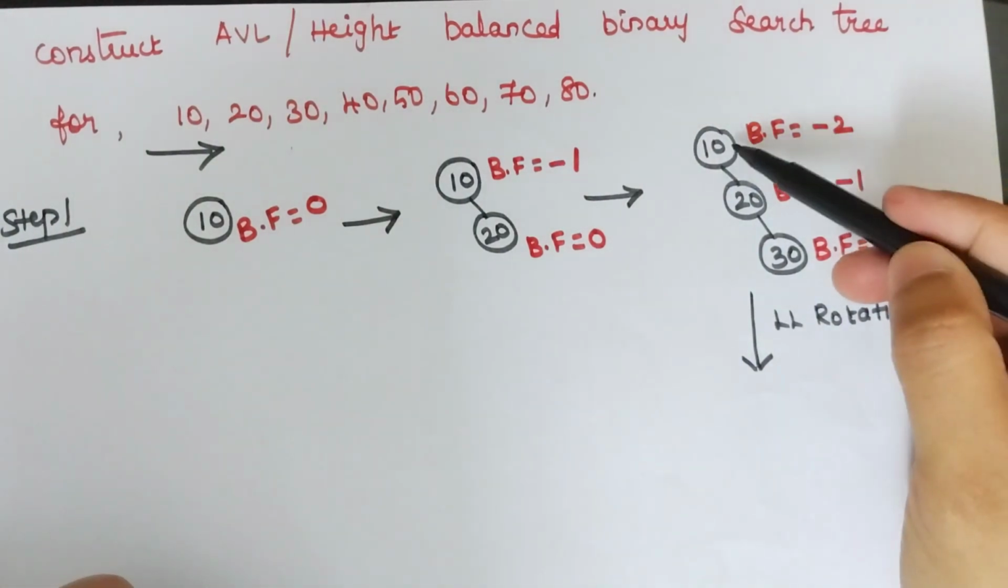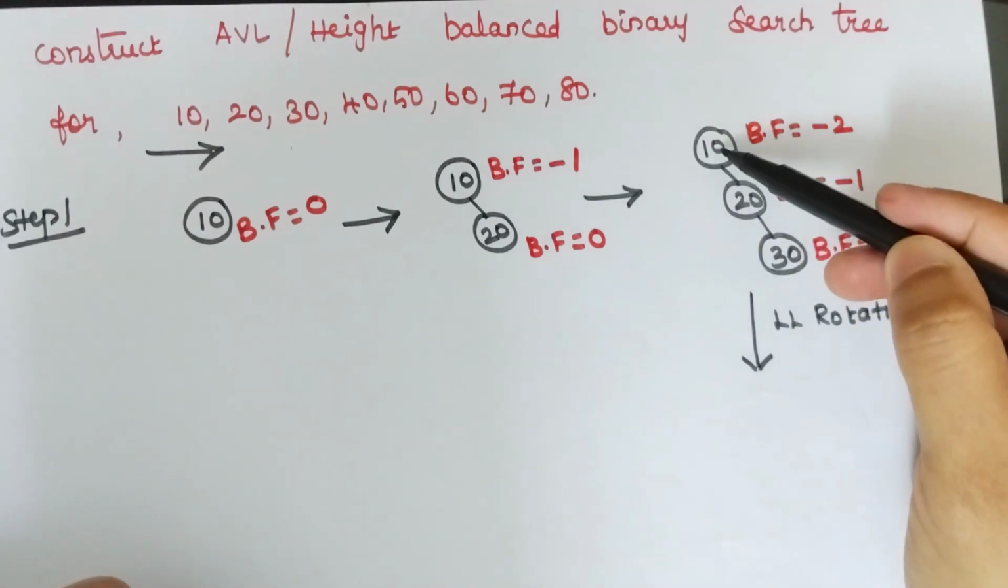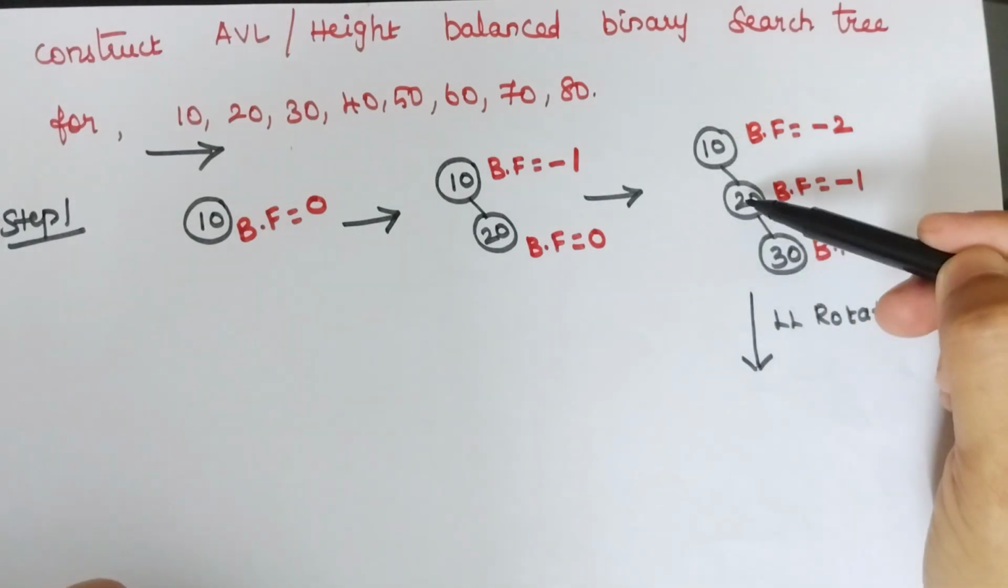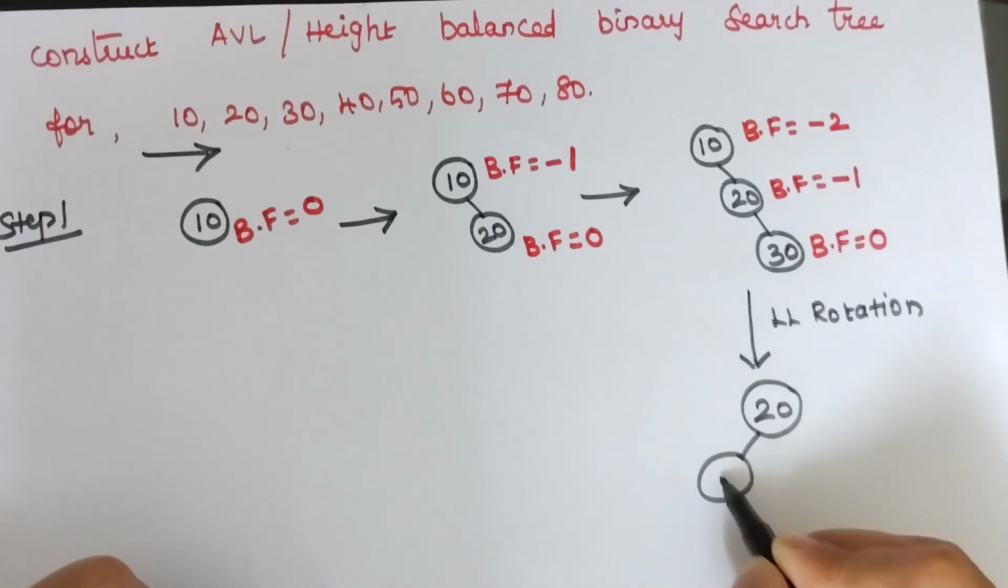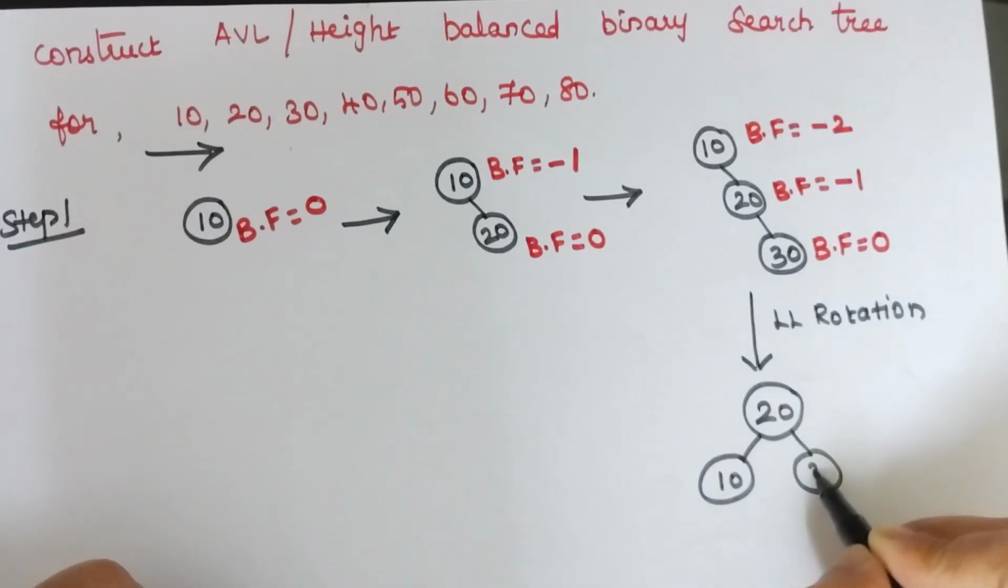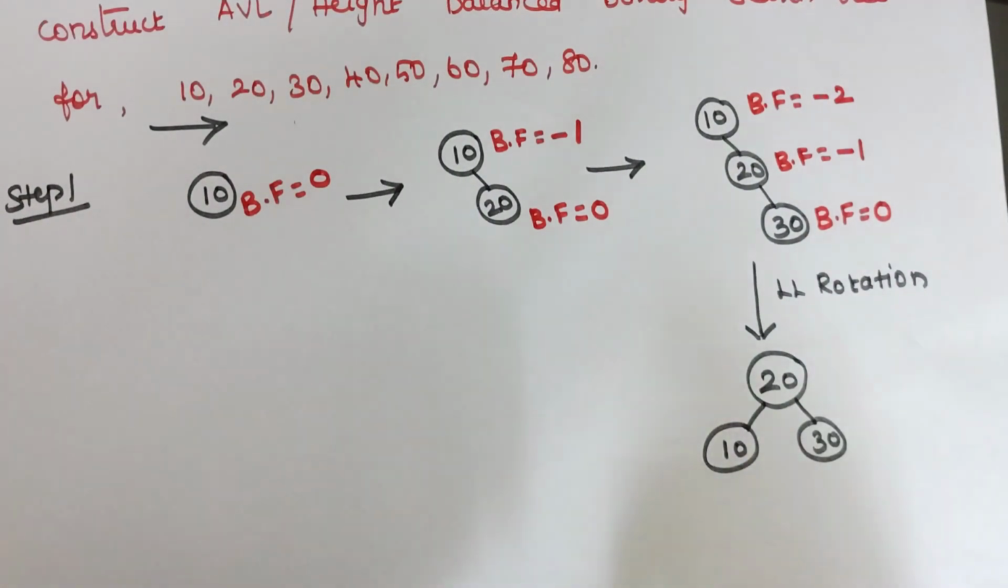The root node, here the unbalanced node will move towards the left hand side. So this will move to left side of 20. Now root node value will be 20, left of root 20 will be 10 and right of 20 will be 30. Okay, so after performing rotation, this will be our final tree.